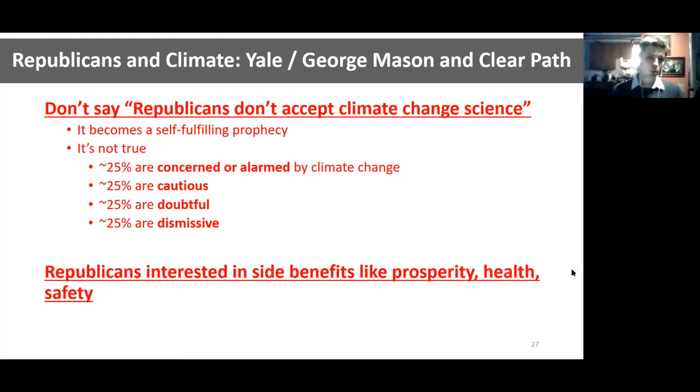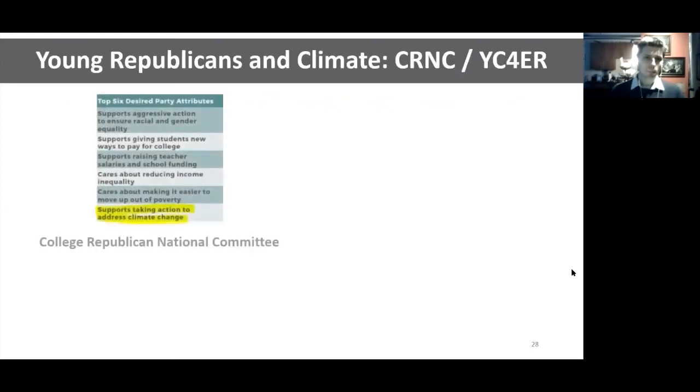And secondly, don't say it because it's not true, right? As we just saw a minute ago, about a quarter of the population are concerned or alarmed by climate change, a quarter are cautious, a quarter are doubtful, and a quarter are dismissive, which is higher than we'd like to see, but certainly far from 100%. Also, Republicans are interested in side benefits like prosperity, health, and safety. So keep that in mind as well.